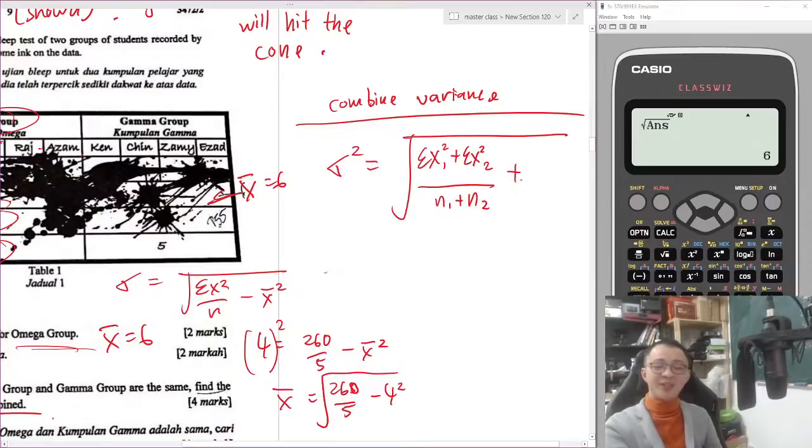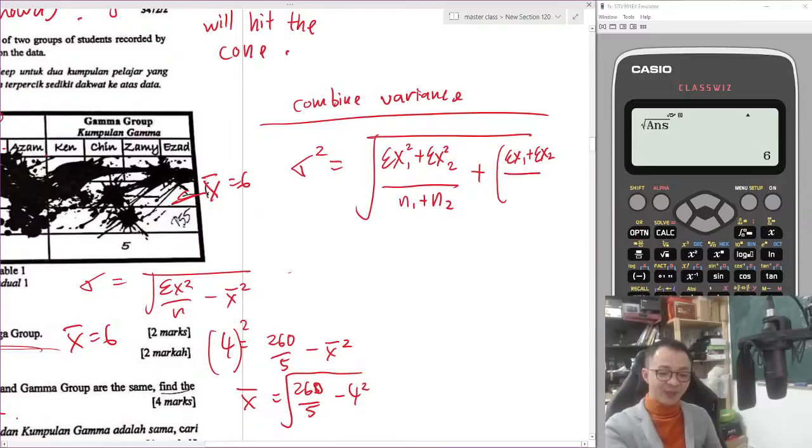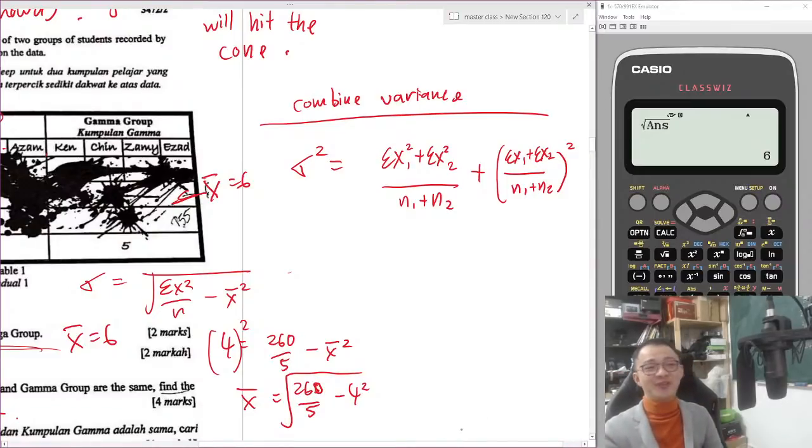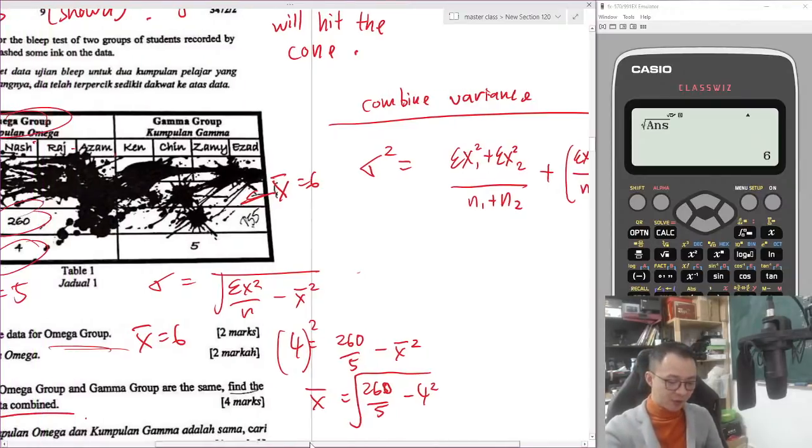Then we do the same thing for the mean. For the mean, I will do the sum of x1 plus the sum of x2, divided by n1 plus n2, all squared. No more square root for variance. This is how you find the variance here. So right now, if I want to find the variance, I need the sum of x squared for both, and I also need the sum of x for both. Okay, so let's do it.